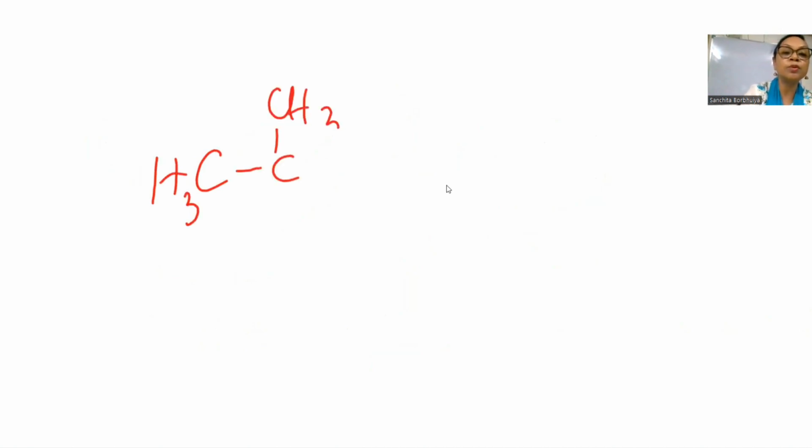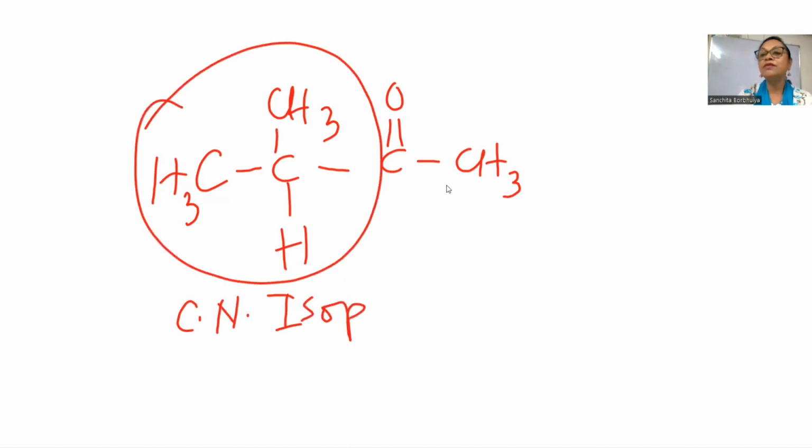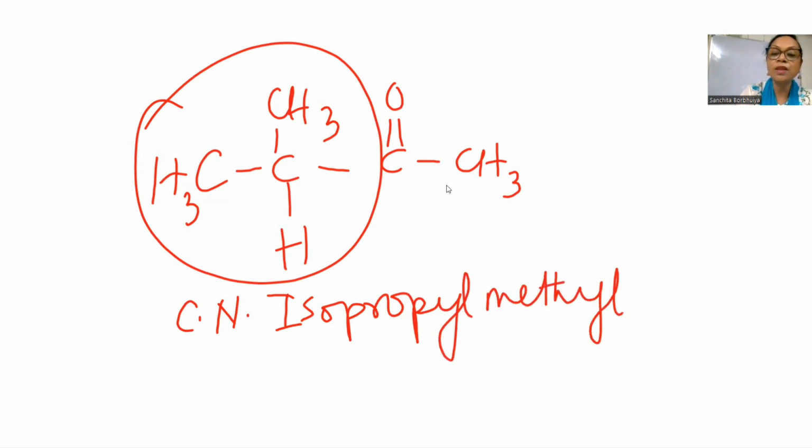This is one of my favorite groups because there's always a misconception and a lot of mistakes committed with this group. The common name of this compound is isopropyl methyl ketone. In case you forget what isopropyl is, you can go back to my videos and search it out, and within a few minutes you will be able to identify which is isopropyl, because I've always taken up this example since it causes a lot of problems.